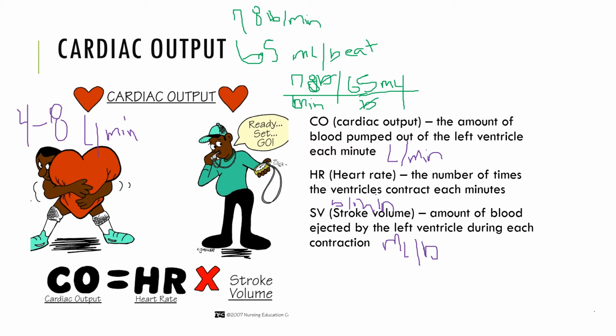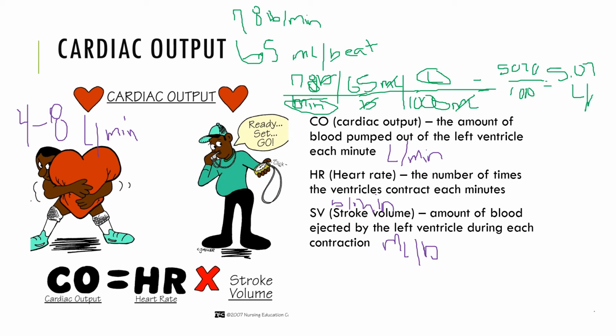However, remember we said we normally like it in liters per minute. So we have one more to add. We have 1,000 mLs per liter. So I have rid of that. Here is my liters per minute, so I know I'm done with my calculation. This calculation is going to lead us to 5,070 over 1,000, which is going to equal 5.07 liters per minute.